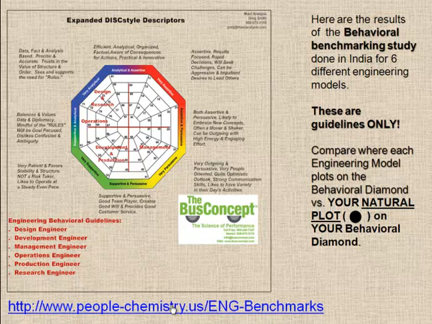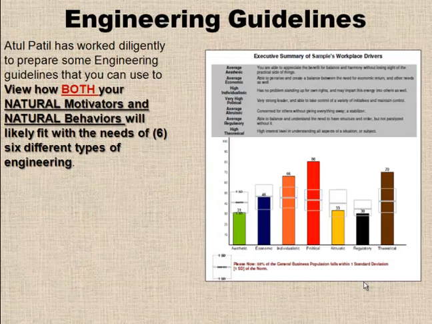You can review the benchmarks in great detail by printing out the last page of your report and then going to this address here, People Chemistry, and there's a dash there, people-chemistry.us/ENG benchmarks, in order to compare your scores to the rest of the benchmarks. And that will really give you some strong indications as to what you can do.